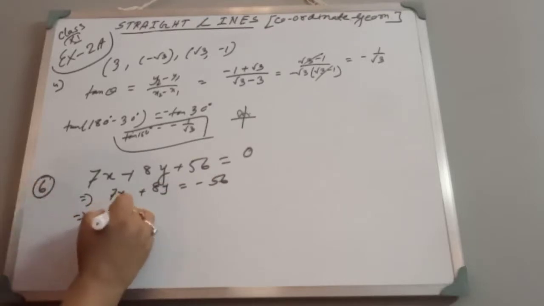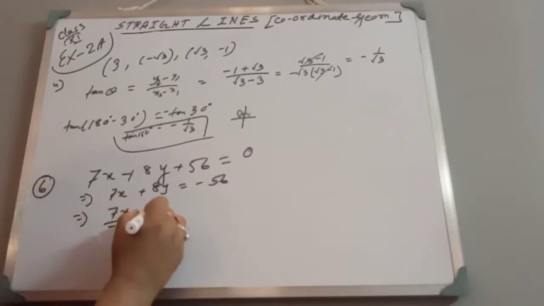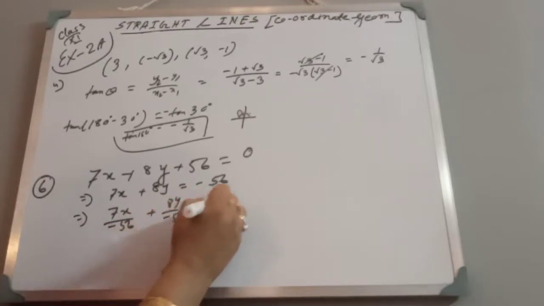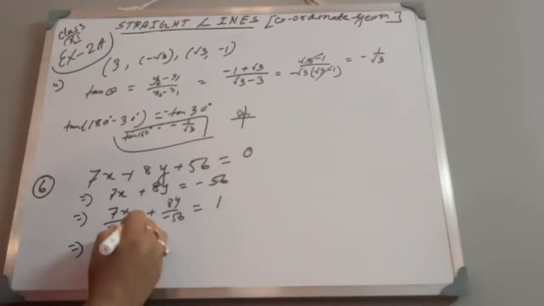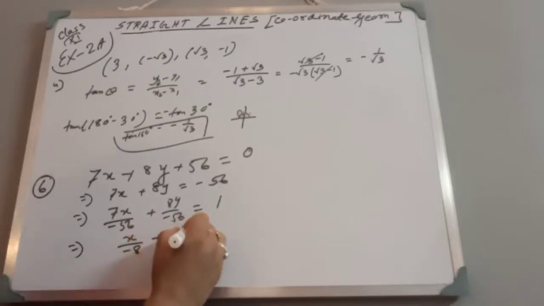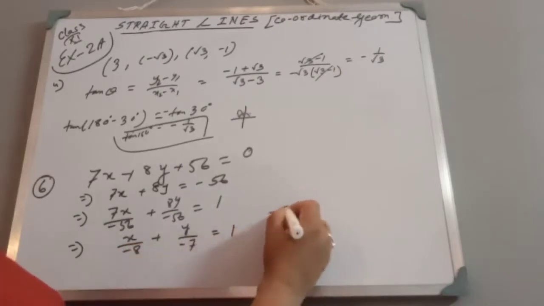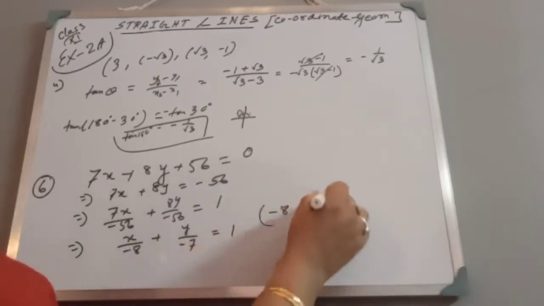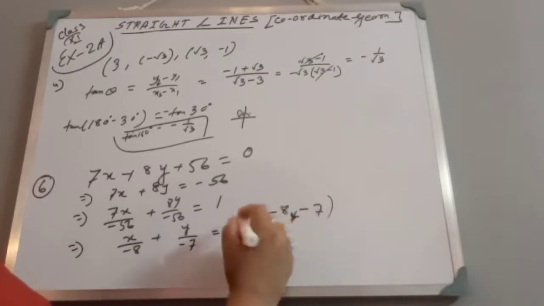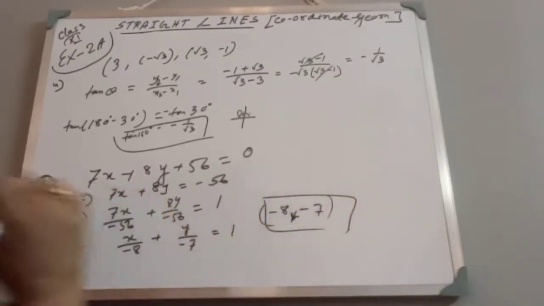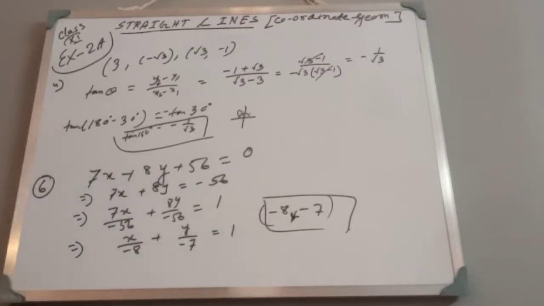Then we divide the whole equation by minus 56, so x by minus 8 plus y by minus 7 is equal to 1. So x intercept is minus 8 and y intercept is minus 7. There are many options, so the answer is this, minus 8 and minus 7, option number 1. This is correct. Next, these are all 1 mark questions.